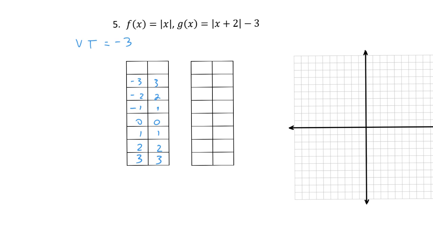And that +2 inside the absolute value with the x means that we have a horizontal translation of -2. Anything that affects the x is going to be the opposite. So our mapping rule becomes (x, y) maps onto (x minus 2, y minus 3). So we can take all of our x values and subtract 2 from them. So we'll start at -5. And for our y values, we'll subtract 3 from each of them.